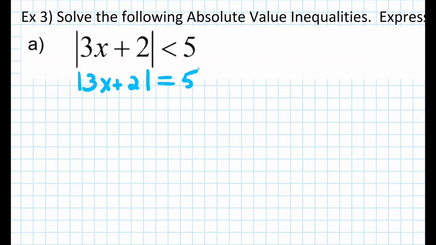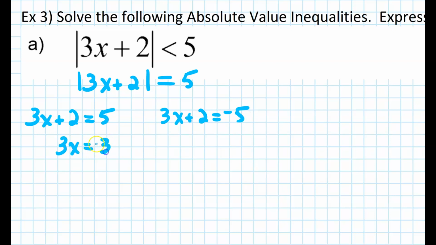So I get two equations again. 3x plus 2 is equal to 5. What's my other equation going to be? 3x plus 2 is equal to negative 5. Solving for each of these, I get 3x is equal to 3, or x is equal to 1. And this one will be 3x is equal to negative 7, or x is equal to negative 7/3.